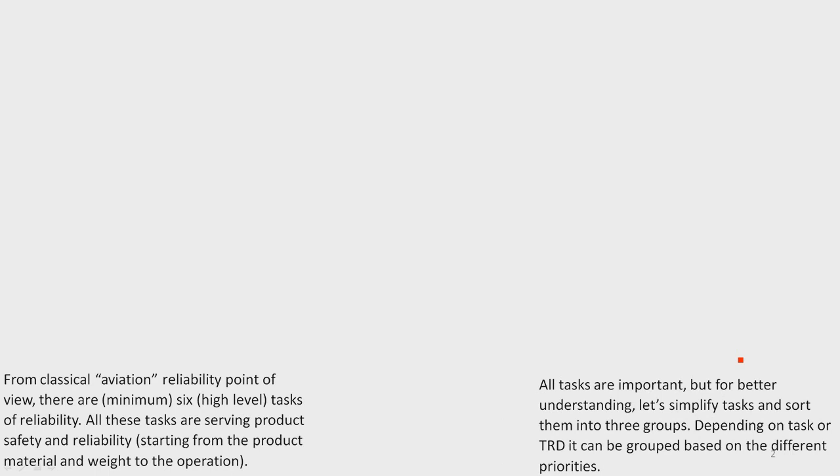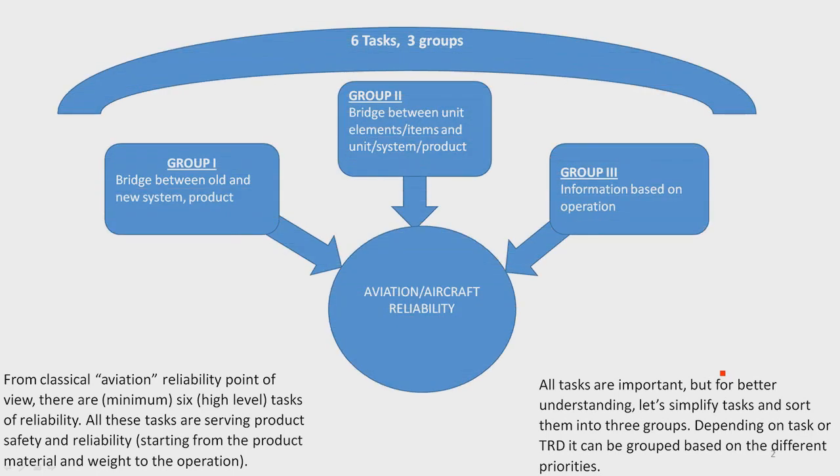But I would like to mention also here that all tasks are important. But for better understanding, let's simplify tasks and sort them into 3 groups. Depending on task or TRD, TRD means here technical requirements documents, it can be grouped based on the different priorities. So here are our 3 groups.